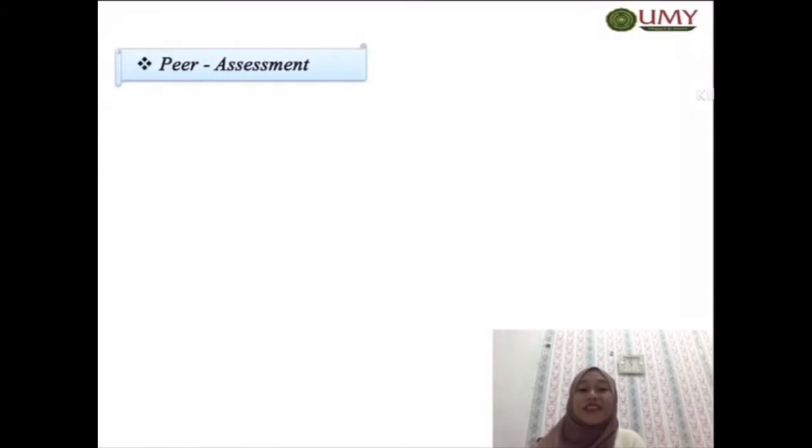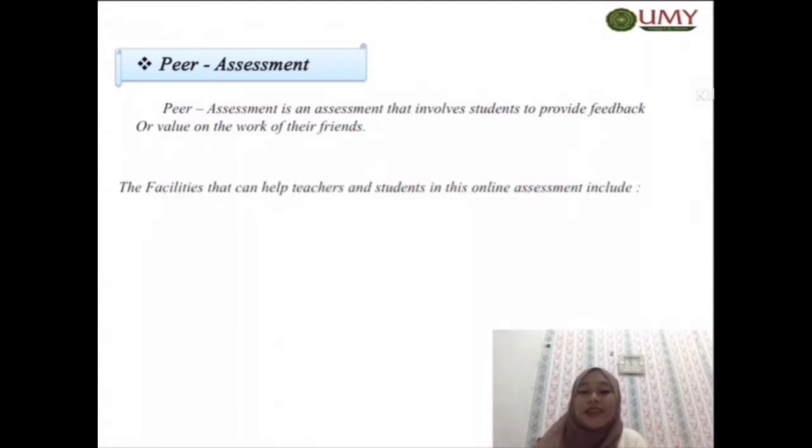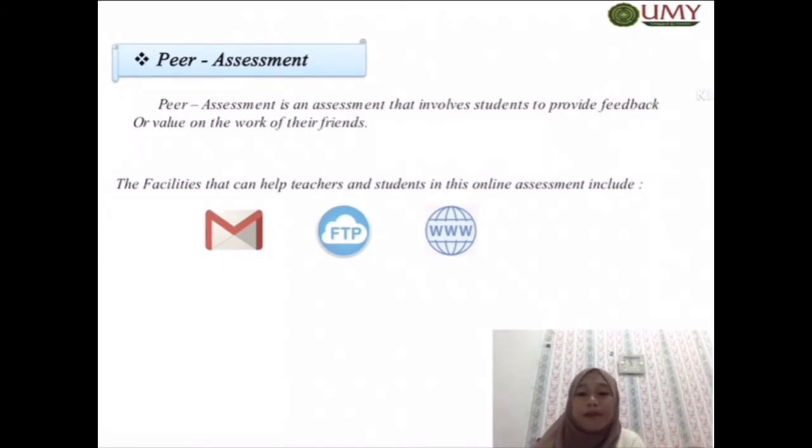So the next one is peer assessment. What is peer assessment? Peer assessment is the assessment that involves students to provide their feedback or value on the work of their friends. I think some of you are familiar with this, or have never been given the opportunity by your teacher to try this assessment, right? So here are the facilitators that can help students and teachers. This online assessment includes email, FTP, and then working with the web.